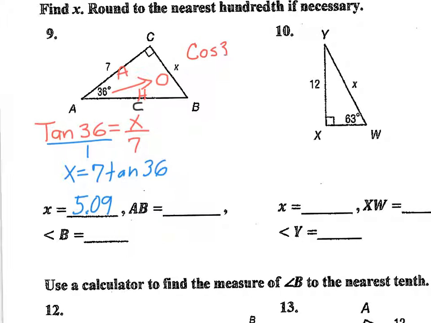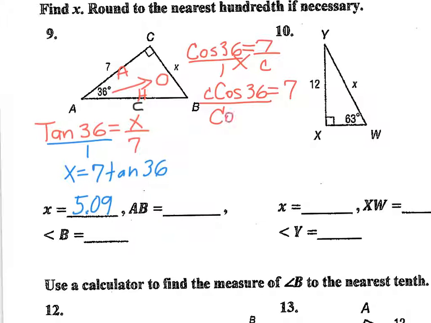Cosine of 36 equals 7 over AB, or I put c across from the capital C. So when I cross multiply, I'm going to have c cosine of 36 equals 7, and then what else? Divide both sides by cosine of 36, and that gives you 8.65. 8.65.